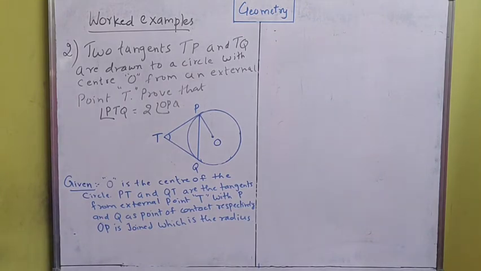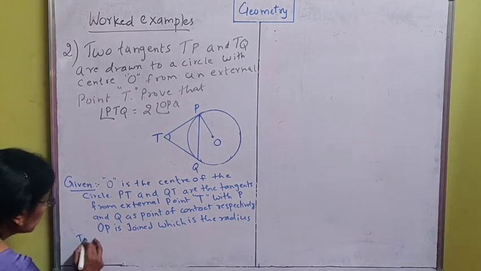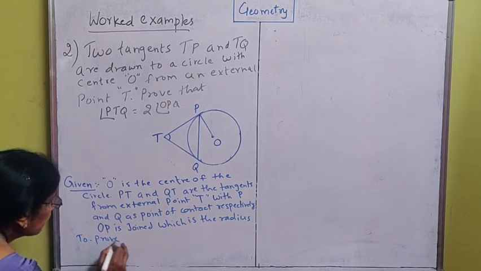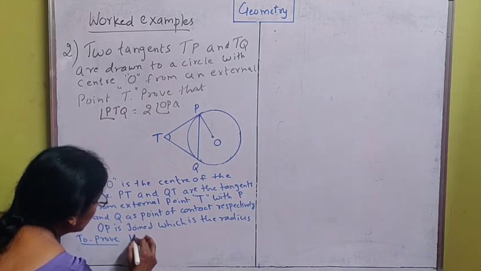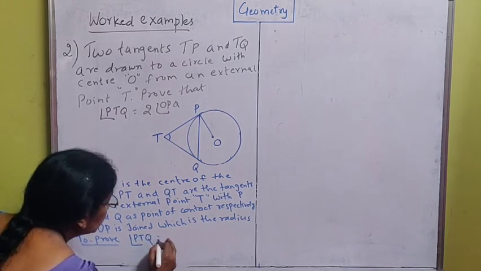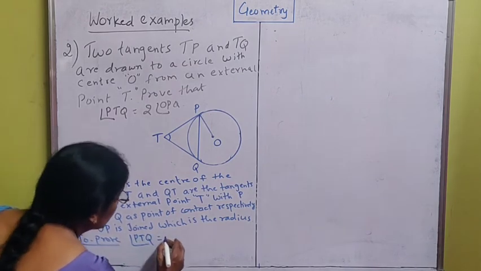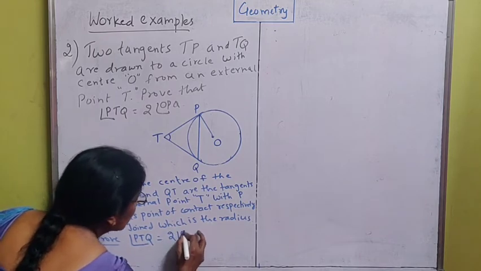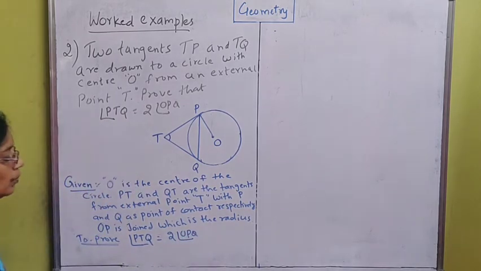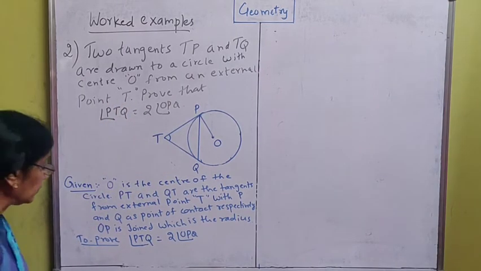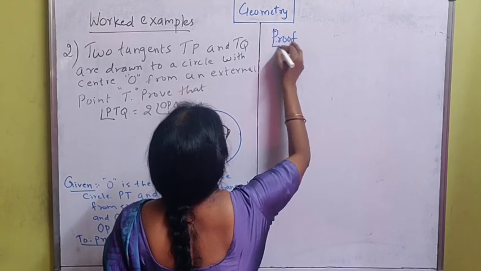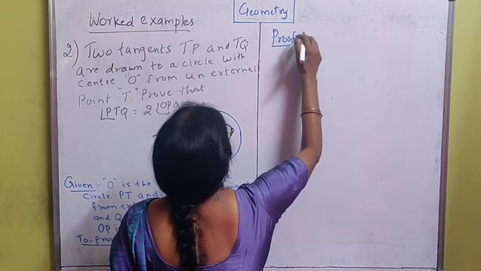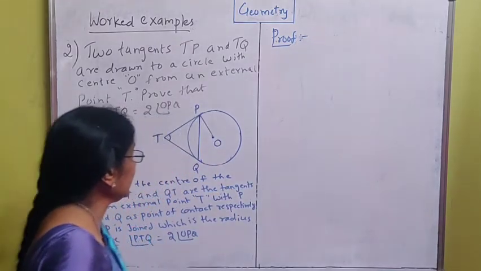Now what we have to do? We have to prove. What we have to prove? Here only it is given. Angle PTQ is equal to twice angle OPQ. So angle PTQ is equal to twice angle OPQ. Now we will see the proof. What is the proof? Let us see.